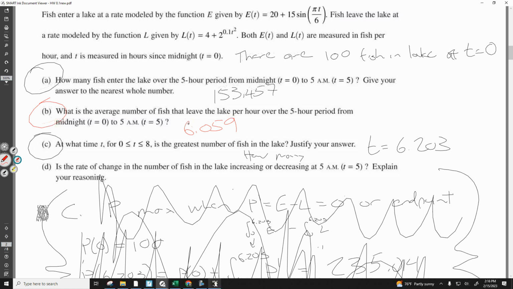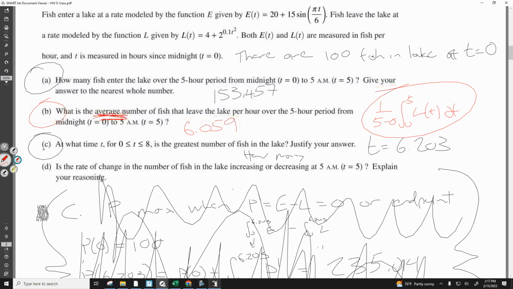Six point zero five nine? Get the answer to part B. How do you get the answer to part B? 6.059. Good, because you guys know your new understanding of average: 1 over B minus A, integral from A to B of what you're trying to find the average of. And hip, hip, hooray, you have a calculator to calculate that. You get the total out divided by the interval. You get the average number of fish that have left over the interval.